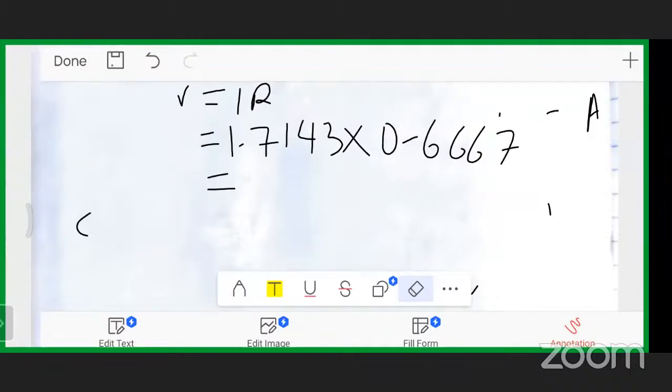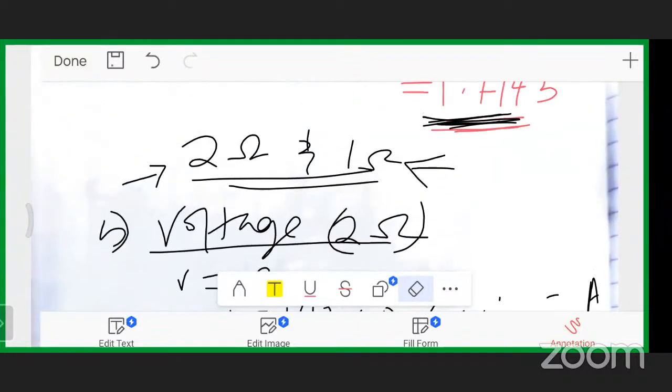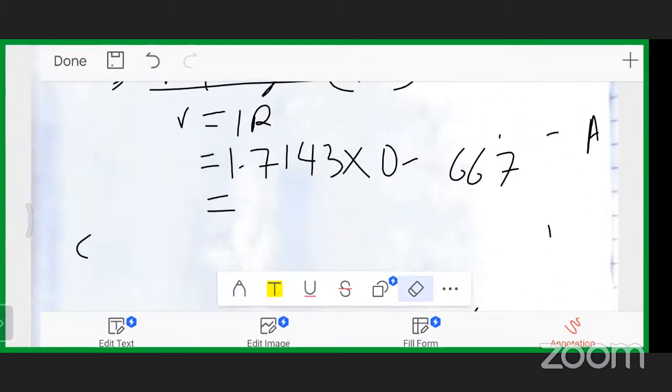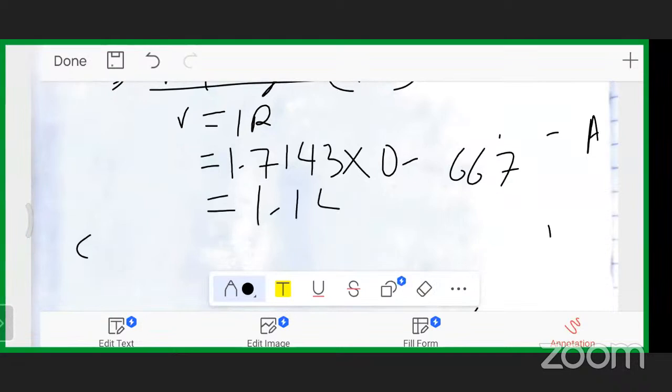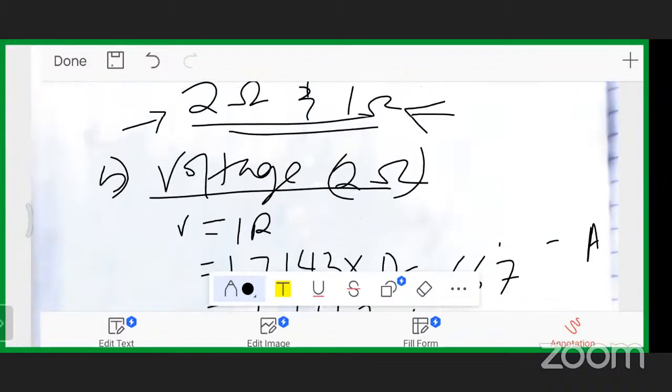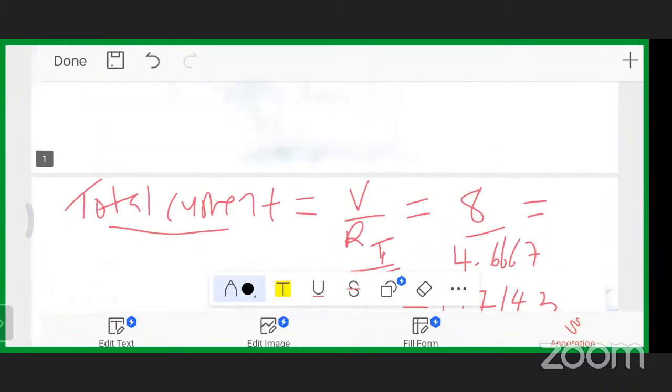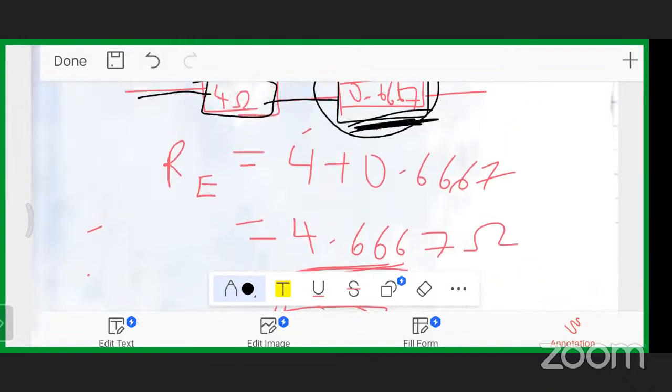Is it one? Does it make sense? Can it be 1.143? 1.143. Does it make sense for us?